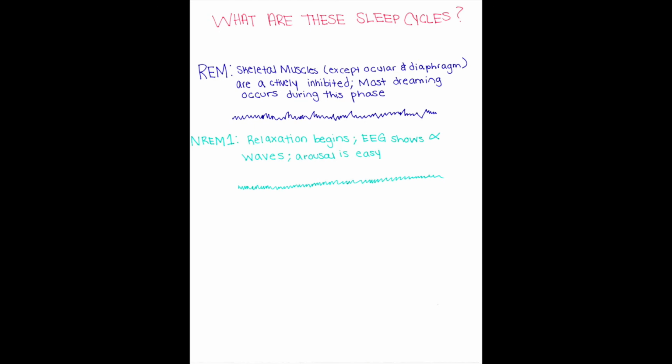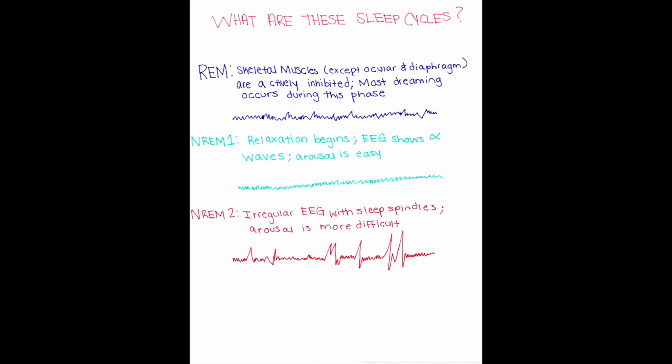We next have the NREM cycle 1. This is when relaxation begins and the EEG still shows alpha waves. This is an instance where arousal is still easy. We next have the NREM 2, which is denoted by irregularities within the EEG called sleep spindles. This is when a person is traveling into a deeper sleep. In this stage, arousal is more difficult.